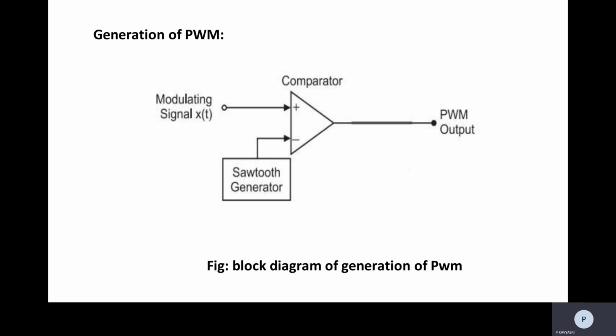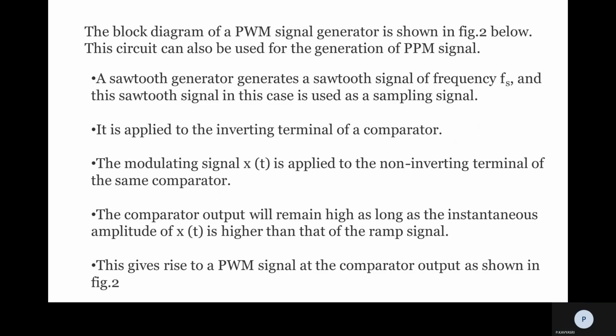A comparator has two input terminals, an inverting terminal and a non-inverting terminal. Negative polarity is the inverting terminal, and positive polarity is the non-inverting terminal. The sawtooth signal is given to the inverting terminal, and the modulating signal x of t is applied to the non-inverting terminal of the same comparator. The comparator output remains high as long as the instantaneous amplitude of x of t is higher than that of the ramp signal. This gives rise to a PWM signal at the comparator output, as shown in figure 2.